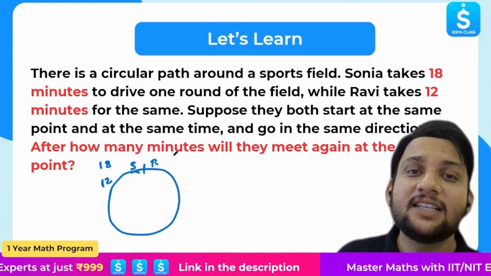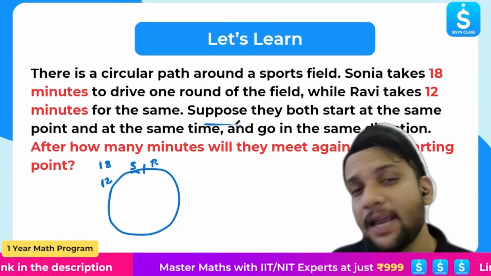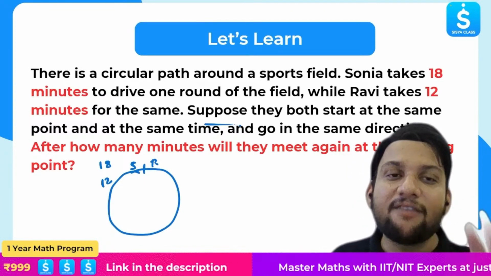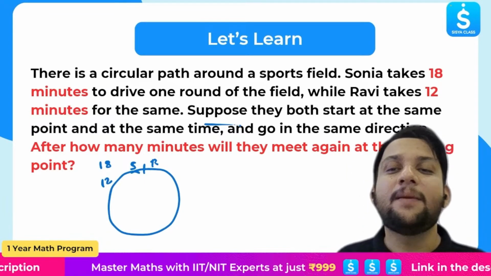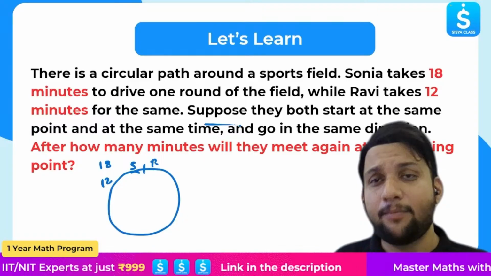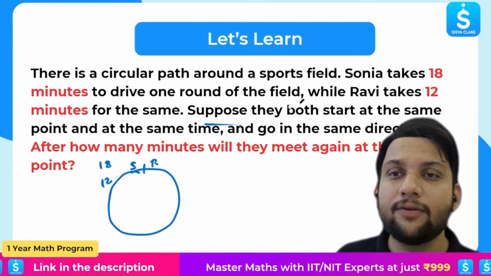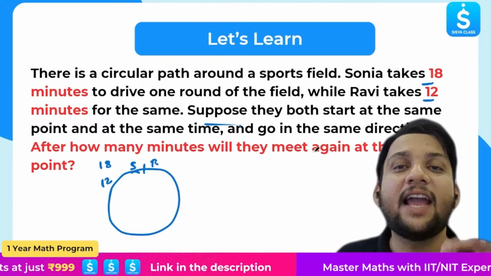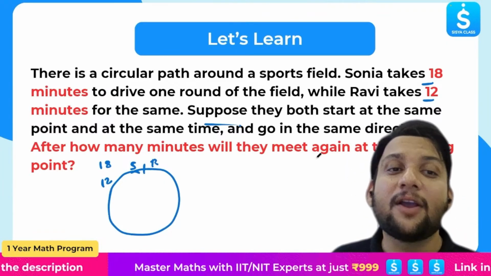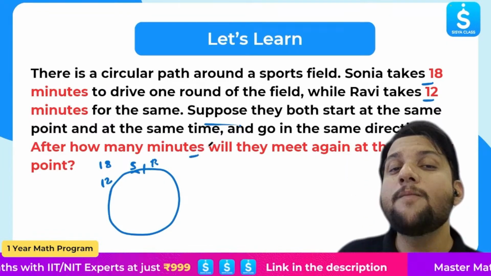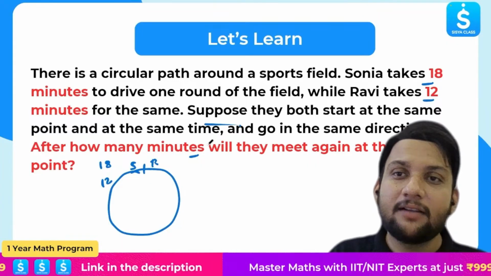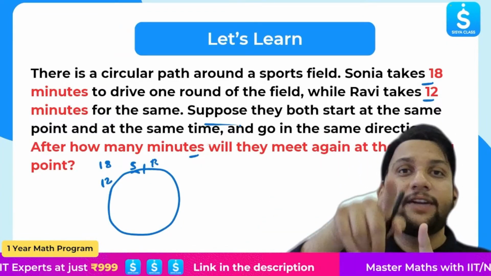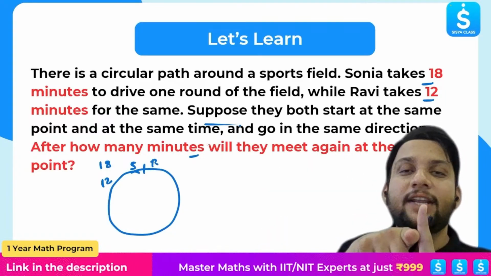Now the question is, suppose they both start at the same point at the same time and go in the same direction. After how many minutes will they meet again at the starting point? In this question, we have 18 minutes and 12 minutes. Obviously, the question is saying that we have to find LCM, because we have to find after how many minutes. That means if, let's say, for one round Sonia takes 18 minutes, for two rounds she will take 36 minutes, for three rounds she will take 54 minutes.